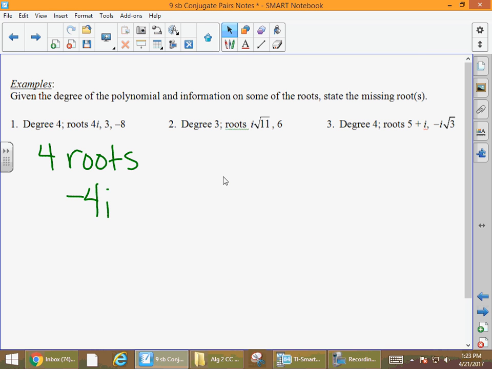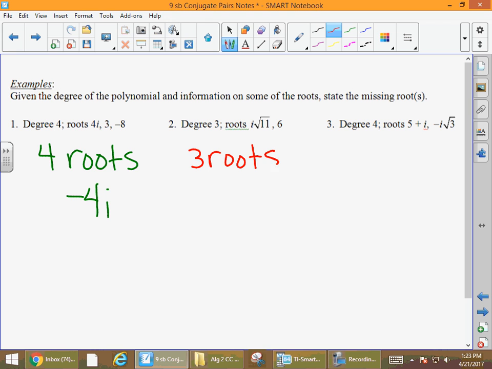So if we look at the second one, degree 3, well, degree 3 means that we're going to have 3 roots. One of the roots is i times the square root of 11. One of the roots is 6. What's our other root then, our third root? -i times the square root of 11.